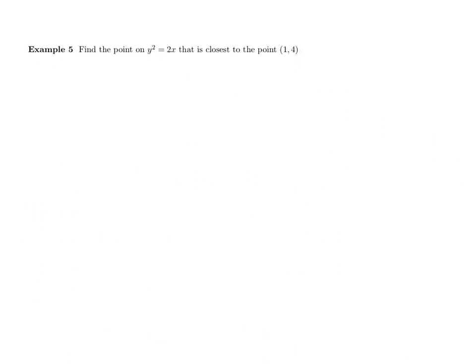In example 5, I'd like to find the point on the graph of y squared is equal to 2x that is closest to the point 1, 4. I think for this one, drawing a picture in the xy plane could be helpful. So here's x and here's y. If you graph this function, it's a parabola because you're squaring one of the variables, but it's not opening in the y direction, it's going to open in the x direction like this. So here is a graph of y squared is equal to 2x. So it's not a function, but it is a parabola that opens up in this direction here.